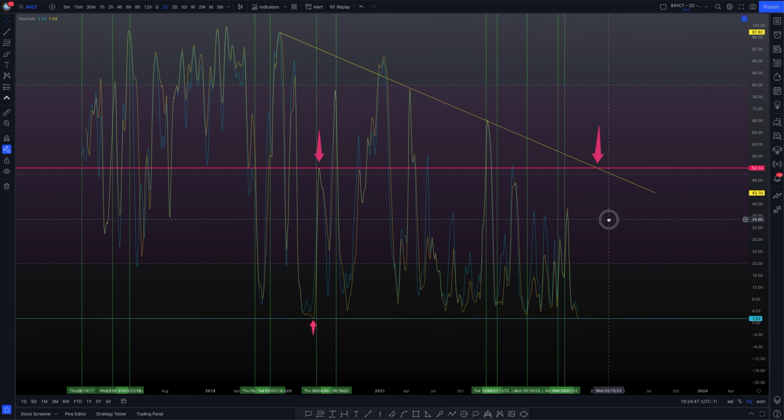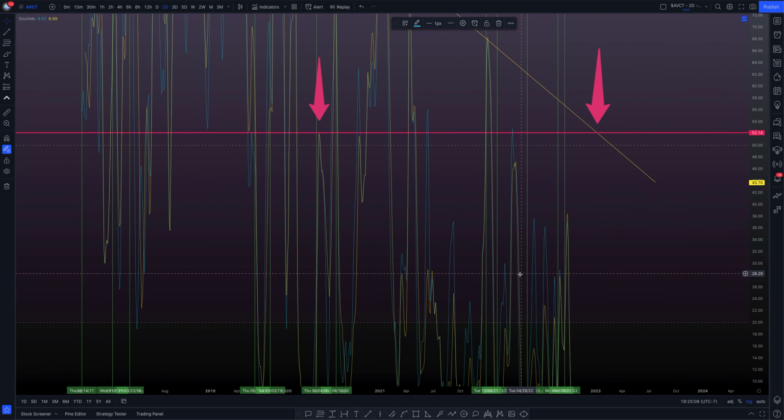But the particular thing that I'm looking at here is that this is very similar to an RSI. So anything above the purple area here is overbought. Anything below this point here is oversold. So as you can see, we're sitting right at this low right over here, you guys.